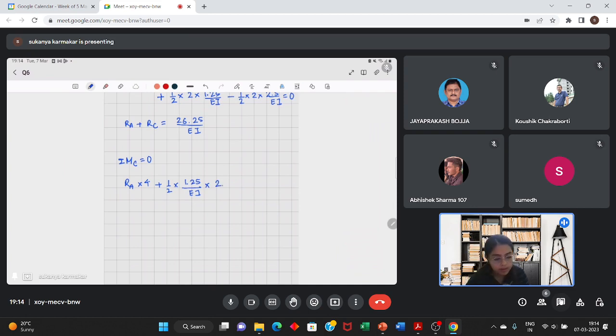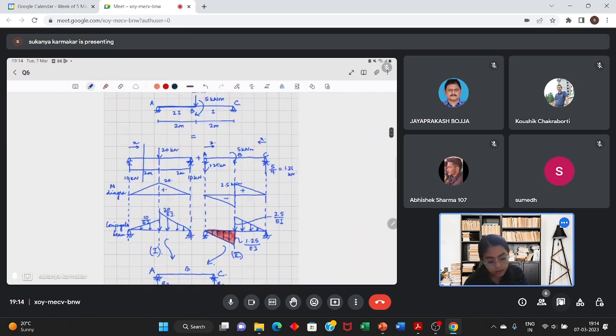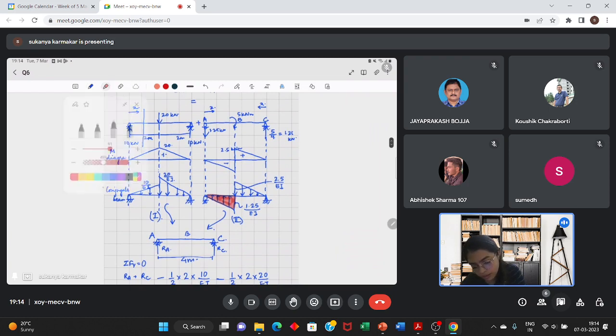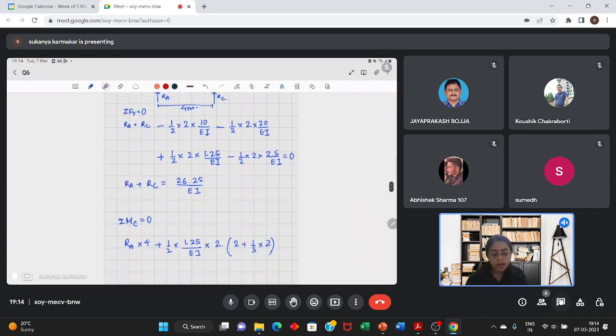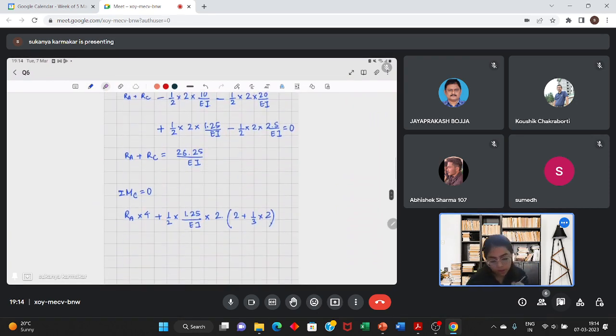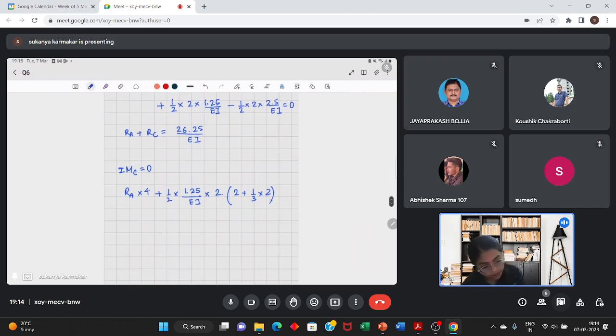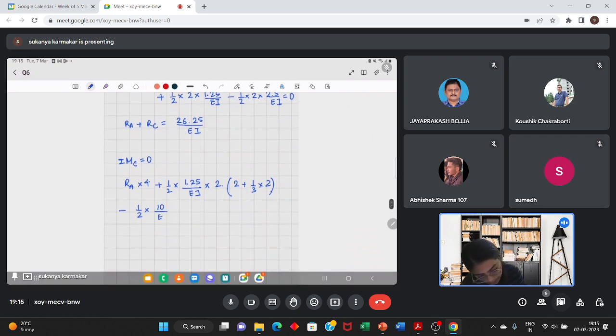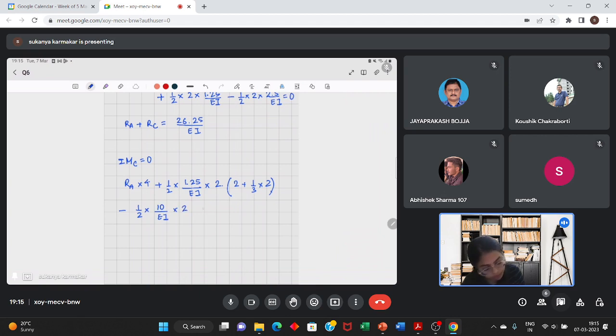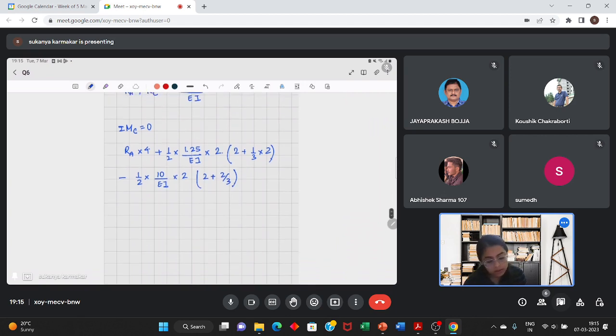Half base into height gives the total moment, into the lever arm, which is 2 plus 1 by 3 into 2. Fine. Now take the contribution of this part. This will create a moment in the anti-clockwise direction, so it will be negative. So it is minus half into 10 by EI into 2 into 2 plus 2 by 3. This is done.